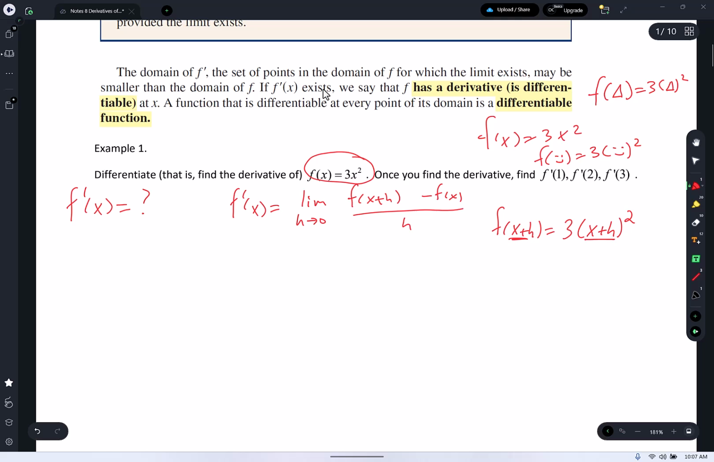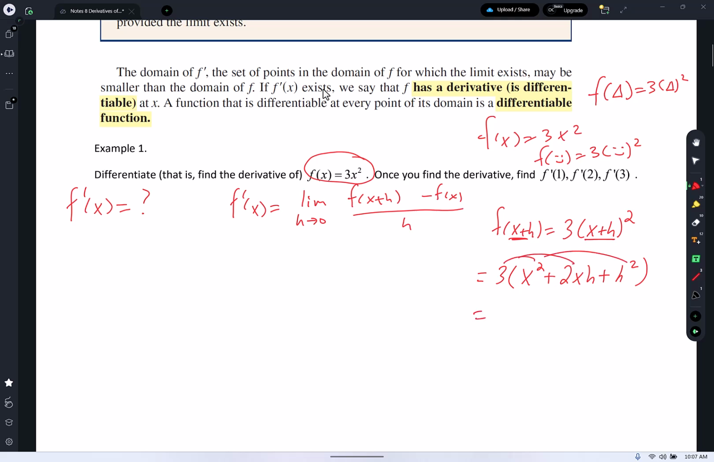I'm going to find out what this is. I'm just going to expand it. 3 parentheses, x times x is x squared plus x times h is xh. How many of those are you going to have? So 2xh, and then h times h is h squared, and then just distribute the 3. 3x squared plus 6xh plus 3h squared.